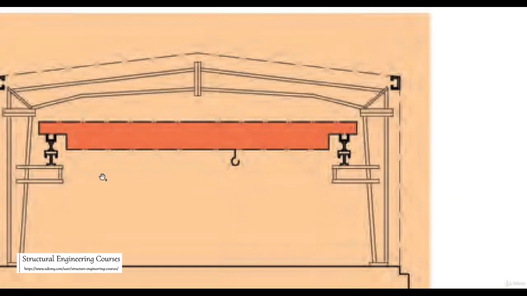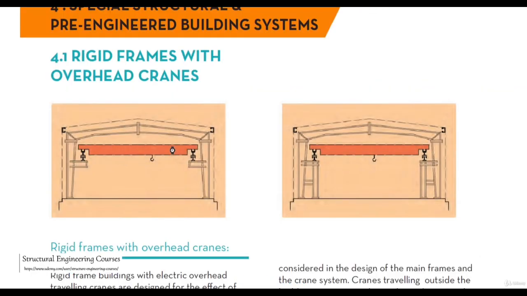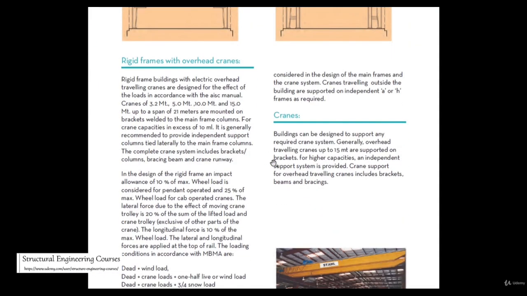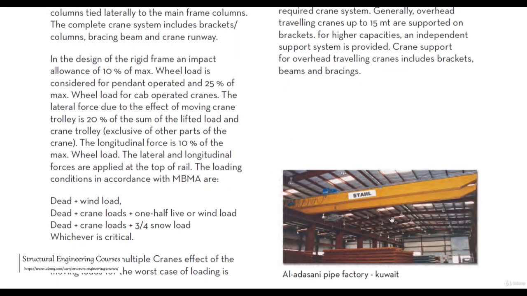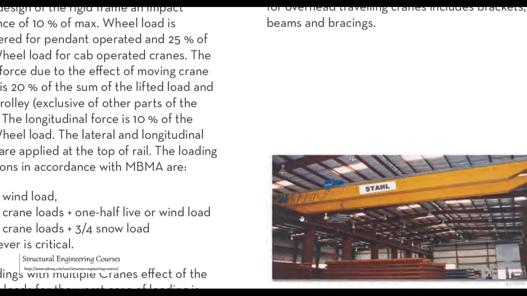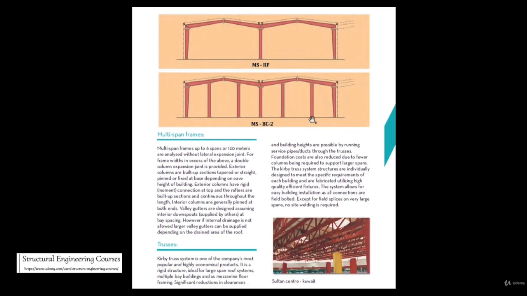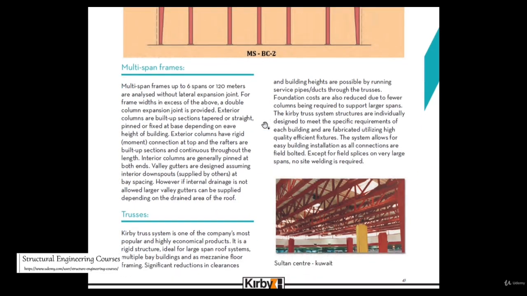As I had explained earlier also, this is basically the crane beam, and on the top of that crane beam they install the crane rail, and on the top of that this EOT basically runs on the wheels. This is a practical example of an EOT crane. So here you can see this is the crane beam. And here this is the multi-span braced frame.